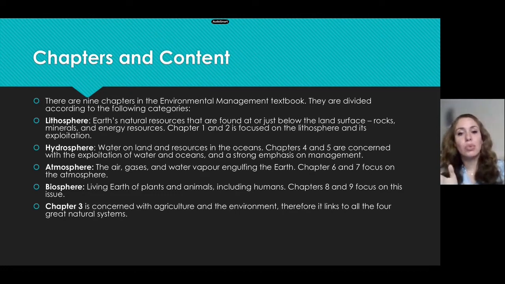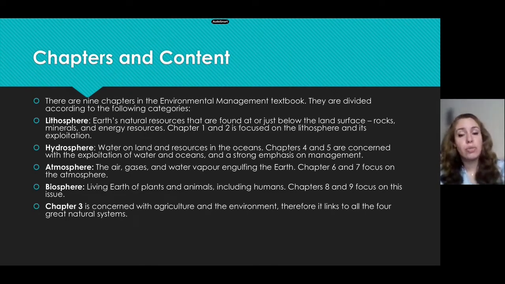Now, if you've noticed, we've missed out chapter 3. Chapter 3 is basically concerned with agriculture and the environment. If you think about it, agriculture and the environment is basically all 4 of these categories. Why? Because we're using the lithosphere, because soil is involved in agriculture.